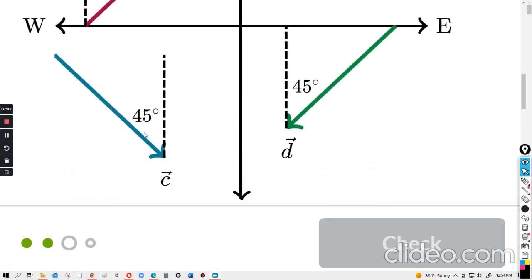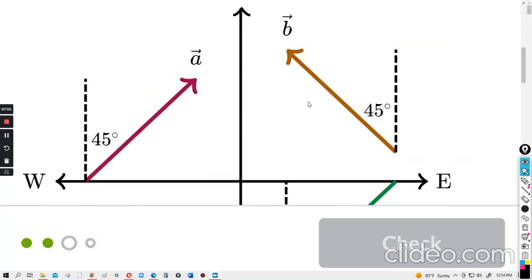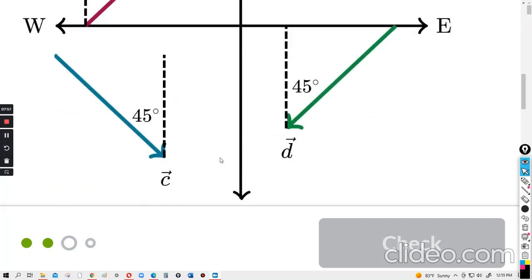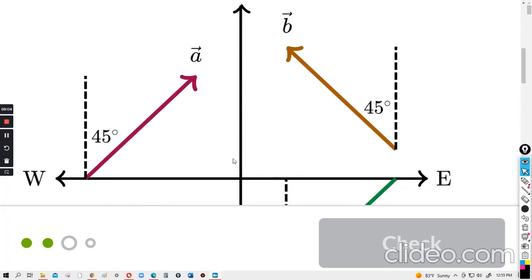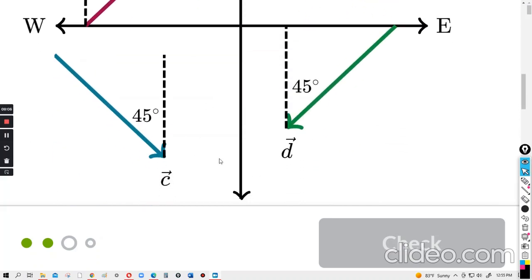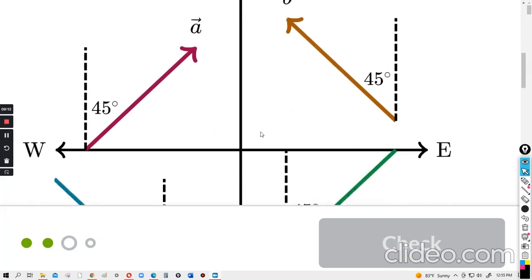Answer C is headed south, southeast. So that's no good. Since we said B was correct, which ones are similar to B? None of them. B is the only one that is 45 degrees to the west from the north. Any of these other vectors, they can start wherever they want, but they have to be pointing in this direction, or else it's not equivalent. So B is the only one.